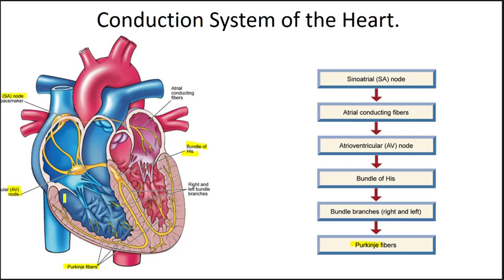Then, once that signal reaches these muscle fibers and they depolarize, because remember a muscle cell is a muscle fiber, then both ventricles will contract at the same time, moving blood at the same time out of the heart towards the lungs and out towards the rest of the body through the aorta.